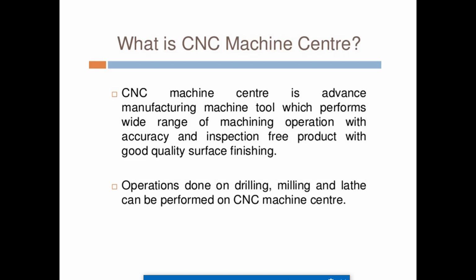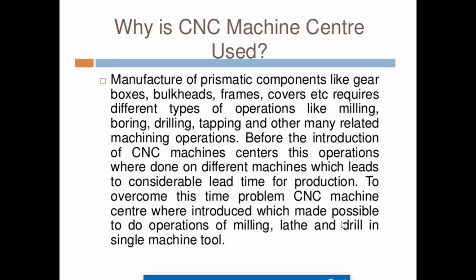Next, we have accuracy and inspection of a free product with a good quality surface finishing, which can be obtained by a CNC machining center. Next, the operations done on drilling, milling and lathe can be performed on a CNC machining center. The different operations that you expect to be done in drilling, milling and lathe can be performed on a single CNC machining center. Okay, so you can do it in a single CNC machining center. Then why do we need a CNC machining center to be used?